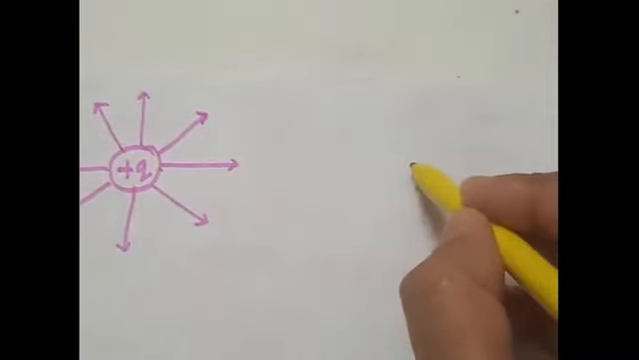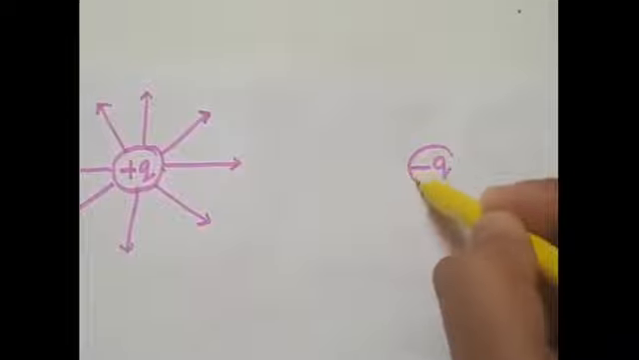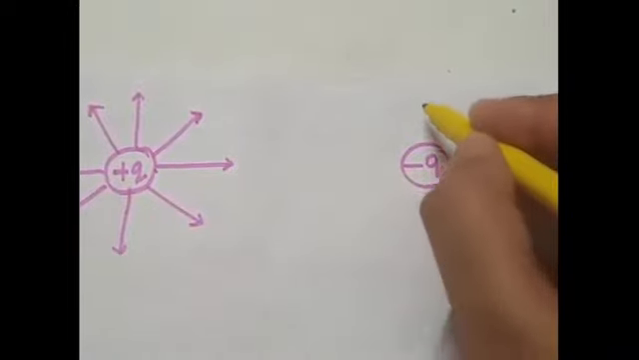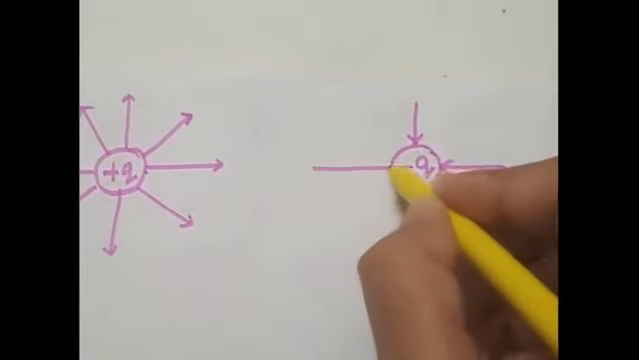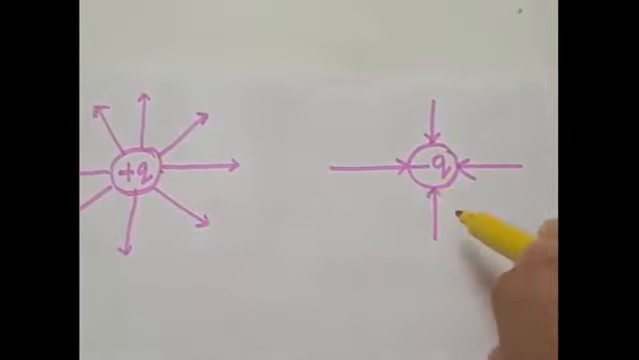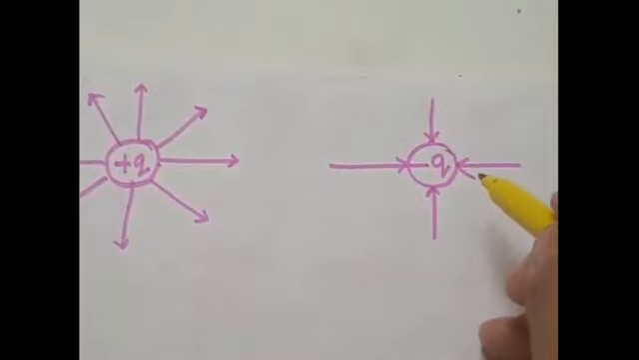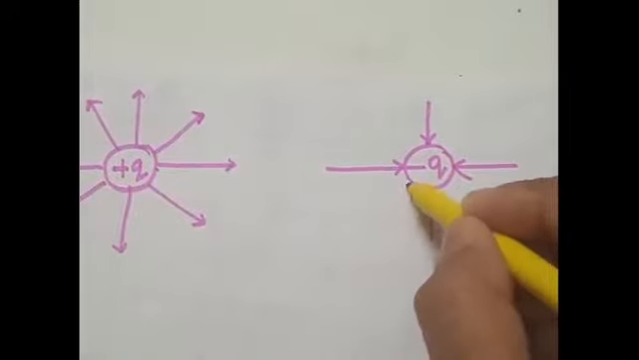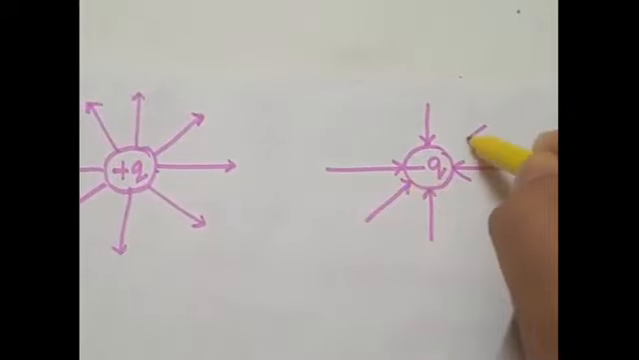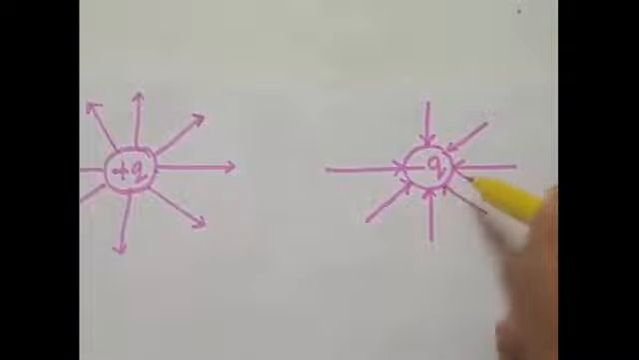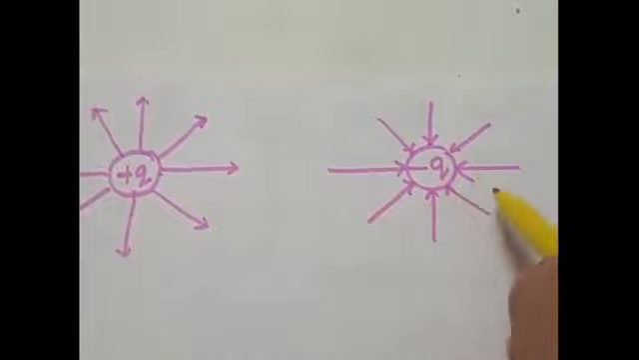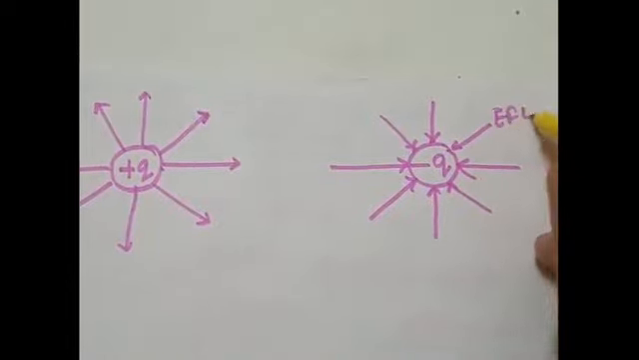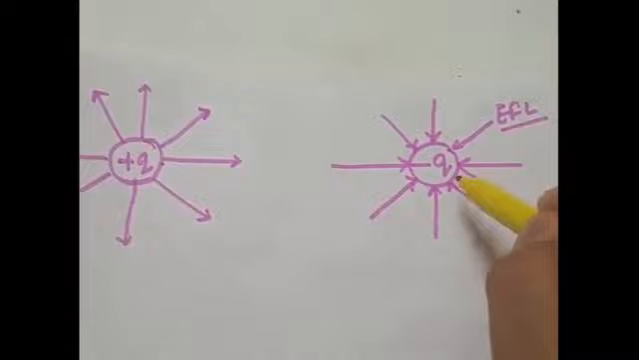Whereas in case of a negative point charge, electric field lines are always radially inward. That means they are at a 90-degree angle to the surface of the point charge object, or they are tangent. So this is how the electric field lines enter into the negative charge.